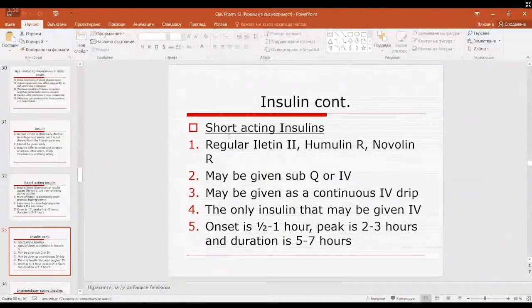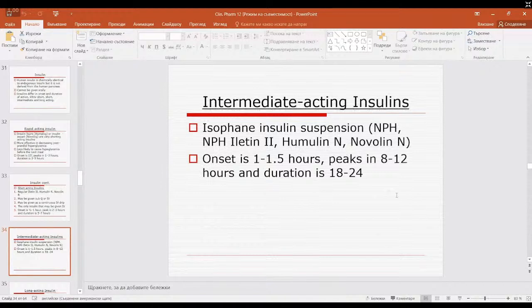Short-acting insulin is also called regular insulin or human insulin, and these are the trade names like Humulin R, Novolin R. They're given subcutaneously, but also they can be given intravenously as an intravenous drip. Then we have the intermediate acting insulins. It's usually called NPH insulin. It has a slower onset and a longer duration of action.